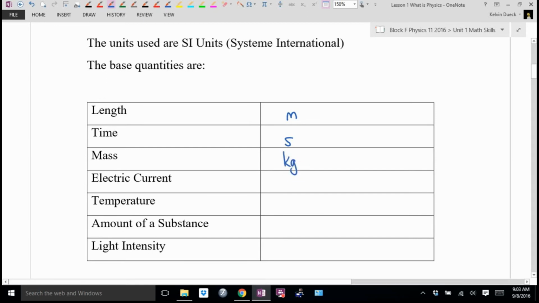Now, you will learn other units this year. You'll learn about newtons, but actually a newton is a kilogram meter per second squared. It's actually made up of those 4. You'll learn about impulse, but that's actually kilogram meters per second. You'll learn about joules. Joules are Newton meters, which is kilogram meters per second squared meters. Everything is made up of these 3 this year.